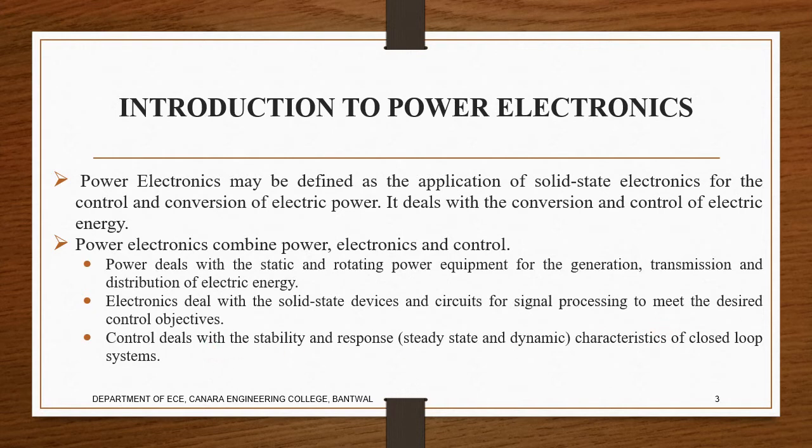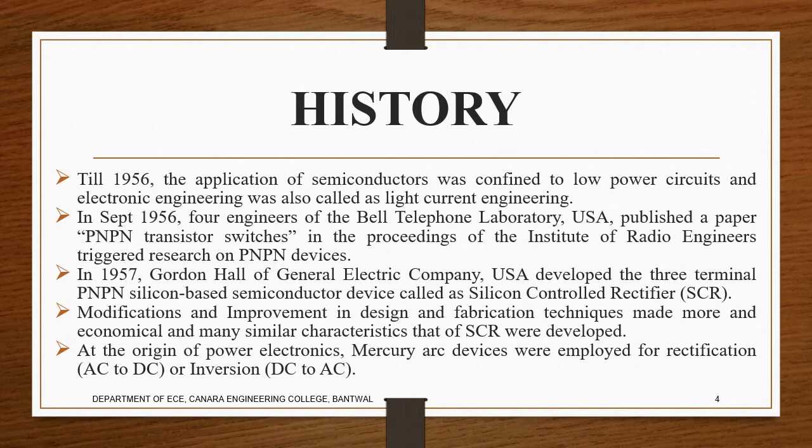Next, the history. How the term power electronics arose. Till 1956, the application of semiconductors was confined only to low power circuits, and electronics engineering was also called light current engineering because of the light current available.